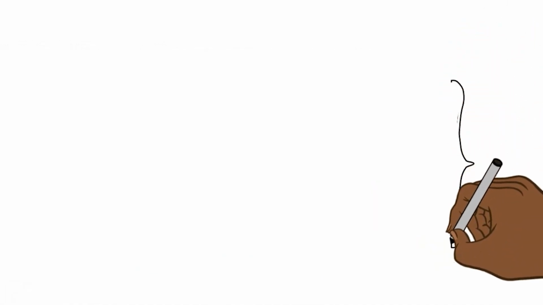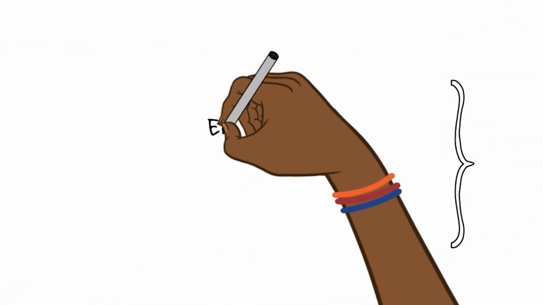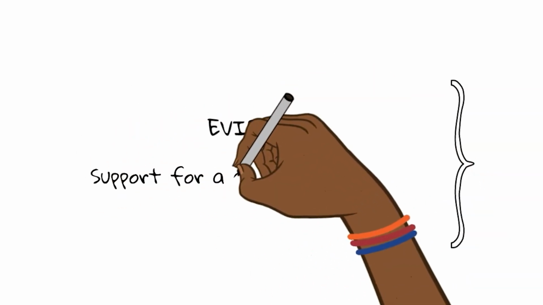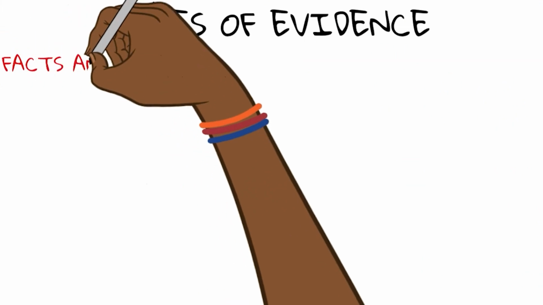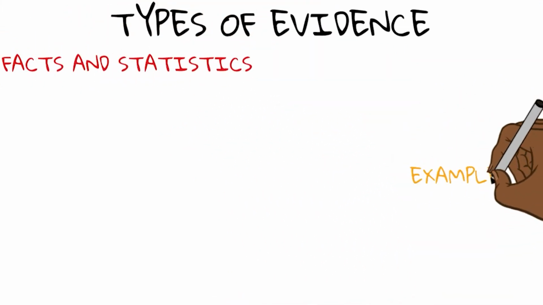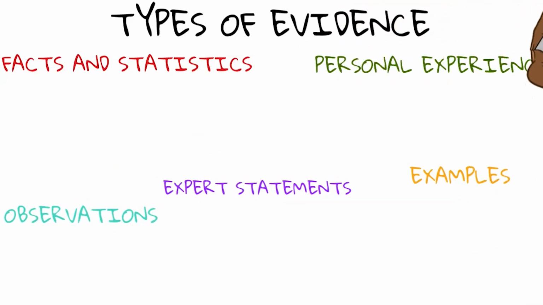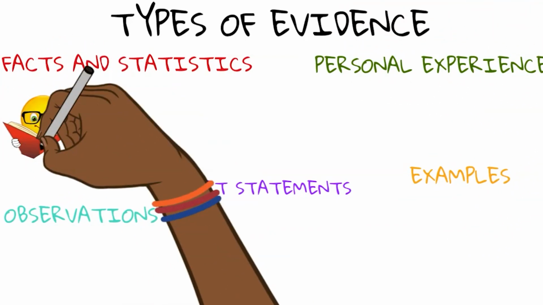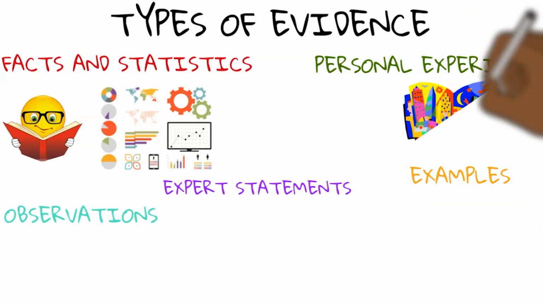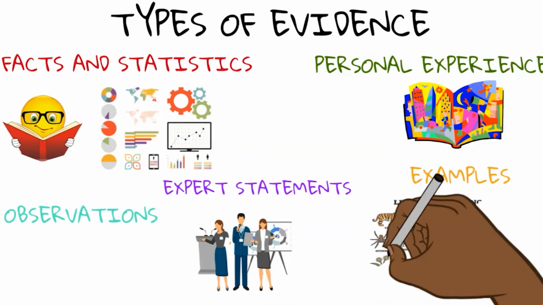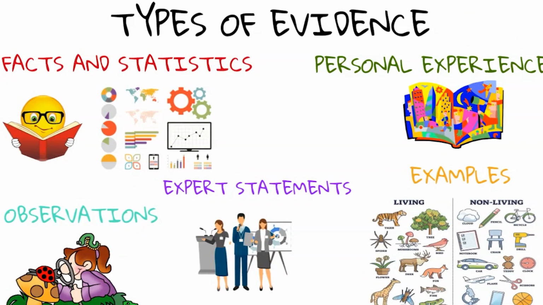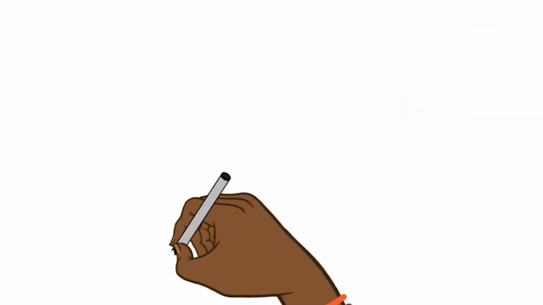So after coming up with your reasons, you have to come up with your evidence as well. And your evidence is the support for a claim and argument. There are different types of evidence. You have facts and statistics, examples, expert statements, observations, and personal experiences. Now that you've come up with your reasons, to strengthen your argument, it's also important for you to include evidence.